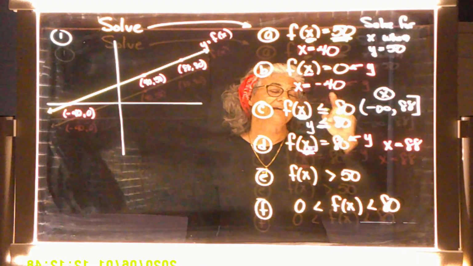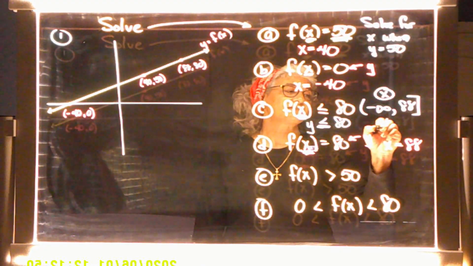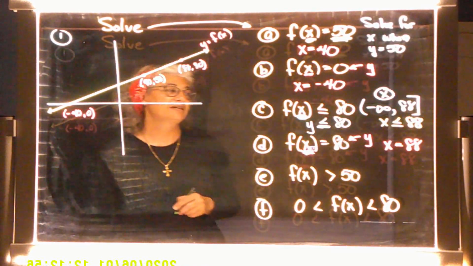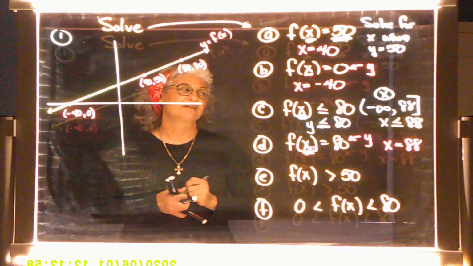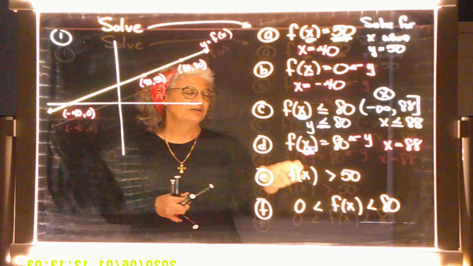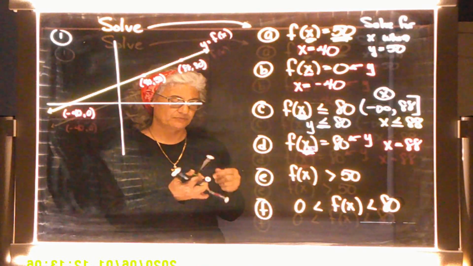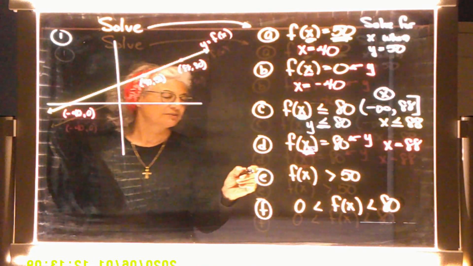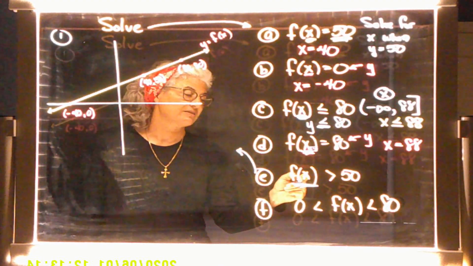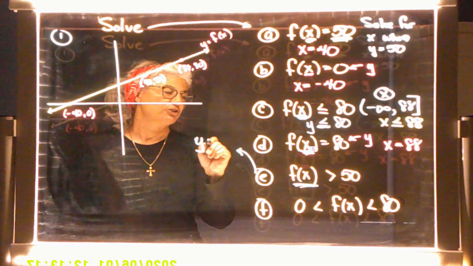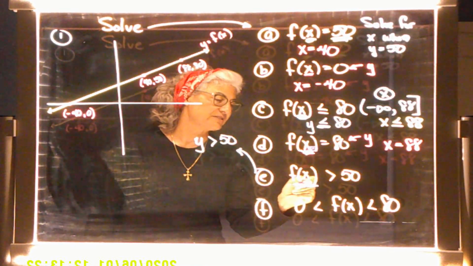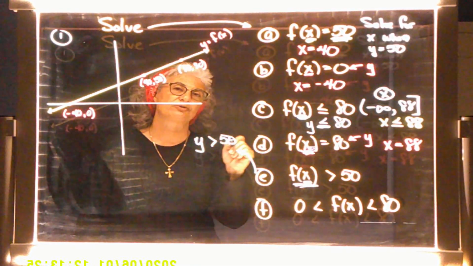Or, set notation says that the x's must be less than or equal to 88 if they want set notation. So we have to be careful what they're asking for. Good? Okay, let's look at letter E. They want f of x greater than 50. Well, for letter E, if f of x is greater than 50, f of x is another way of writing the y, isn't it? So y has to be greater than 50, doesn't it?